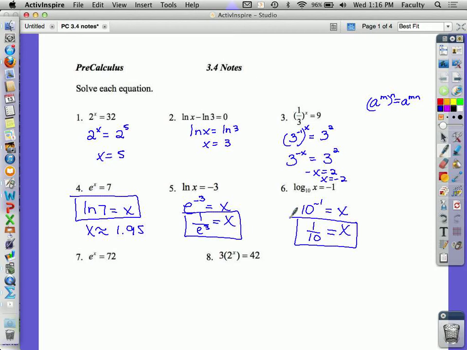Number 7 is just like number 4 above it. This is going to go ln 72 equals x, and you would either leave it like that or do a decimal. Now number 8 is really going to fine tune whether we understand what we're doing. If I have 3 times the quantity 2 to the x equals 42, can I multiply 3 times 2 and say that's 6 to the x? Okay, let's say we're not sure.